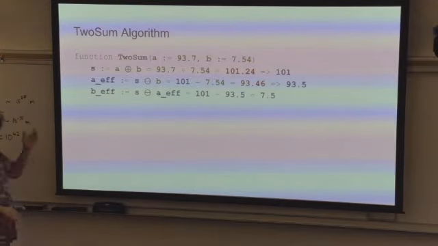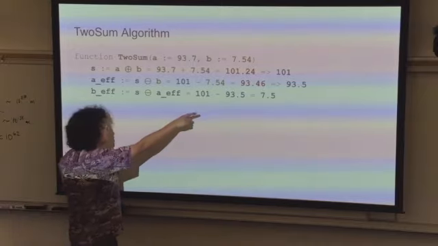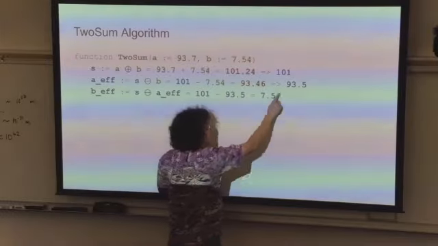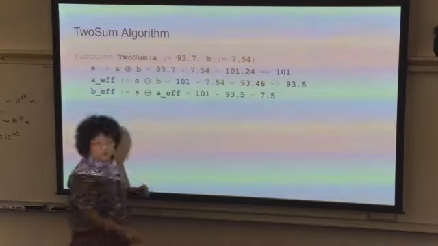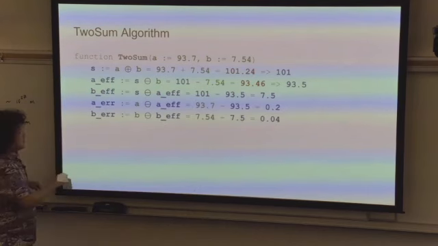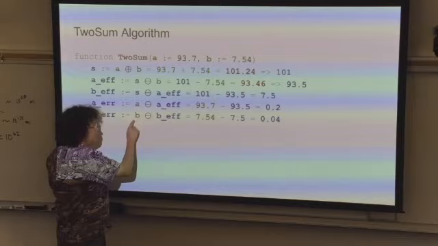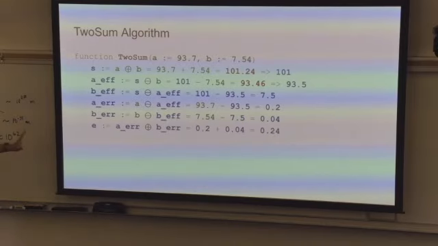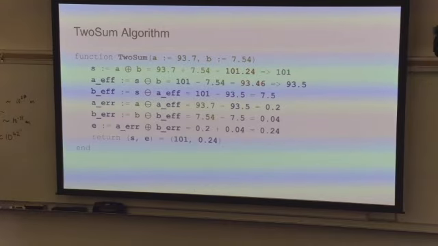I do the same game for B, and you can see the effective value of B is 7.5 rather than 7.54. And here you see 7.5 plus 93.5 is exactly 101. Okay, so these two effective values add up in the correct way. Finally, what I do is I look at the error. So I take the difference between A and its effective value, B and its effective value, and what do you know? If I put those together, I get exactly that 0.24 that went missing in the first line. Isn't that miraculous? Even though the computer didn't tell me what the rounding error was, I could easily work it out just by doing a few more operations. So that's what two-sum looks like.